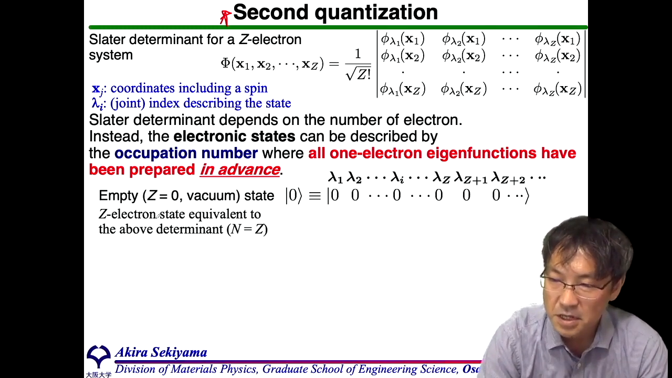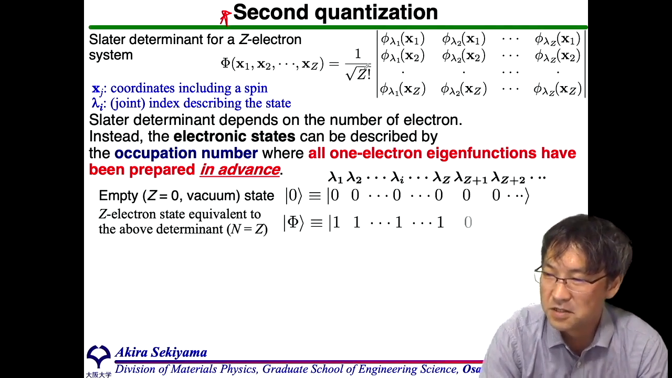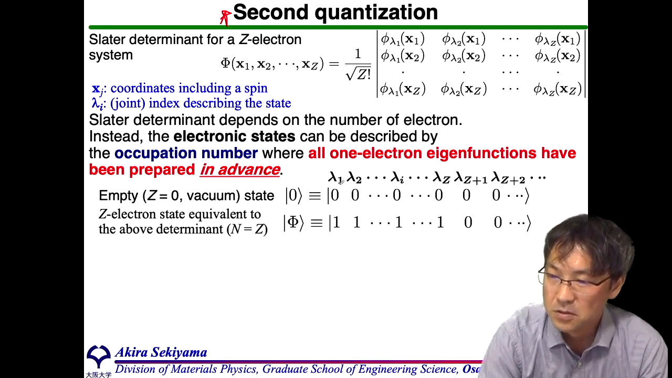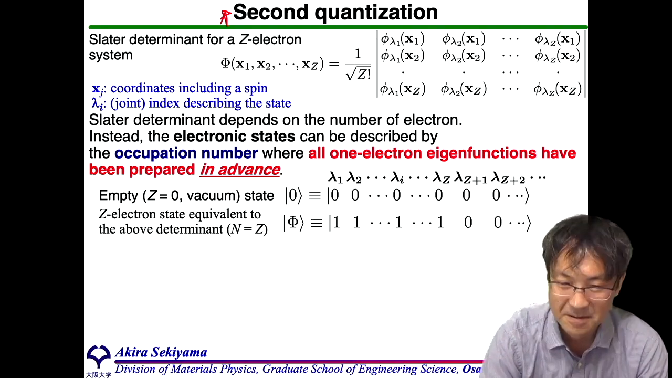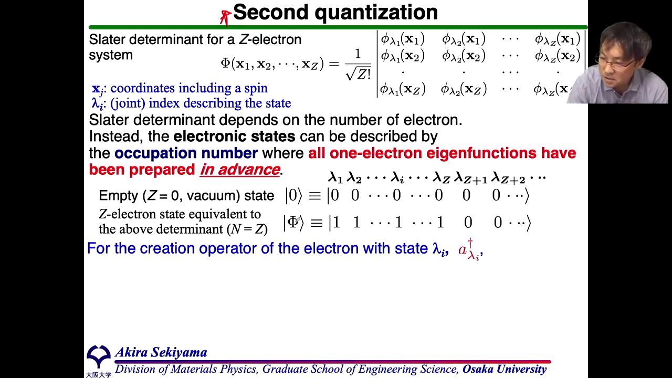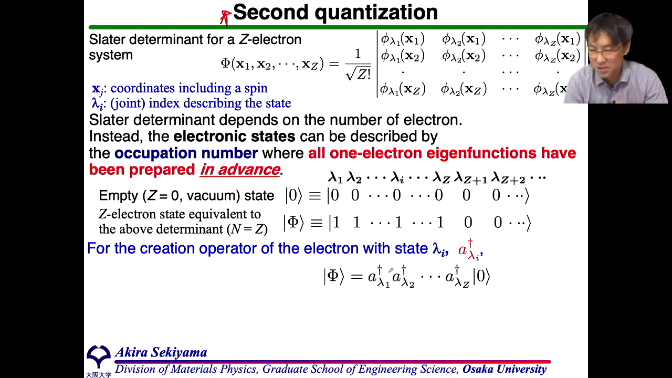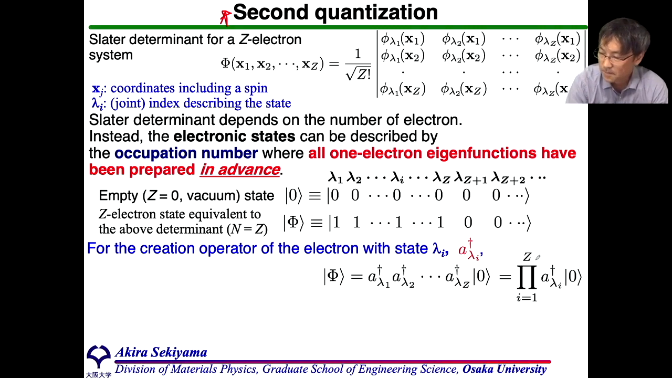Then the electron state is equivalent to this Slater determinant as in this formula. So the electrons occupy states from lambda 1 up to lambda z, like this. In order to describe this state from the vacuum state, I introduce the creation operator of the electron, a lambda i dagger, as this. Then the state phi is created by using the creation operator from the vacuum state, like this. So this is equivalent to this formulation.